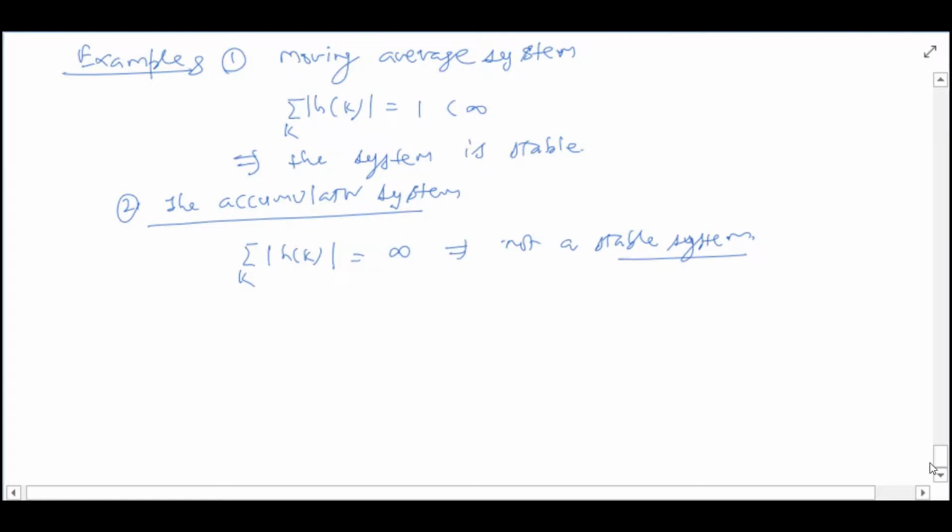Until now we looked at linear time invariant discrete time systems. Let us now focus on continuous time systems.